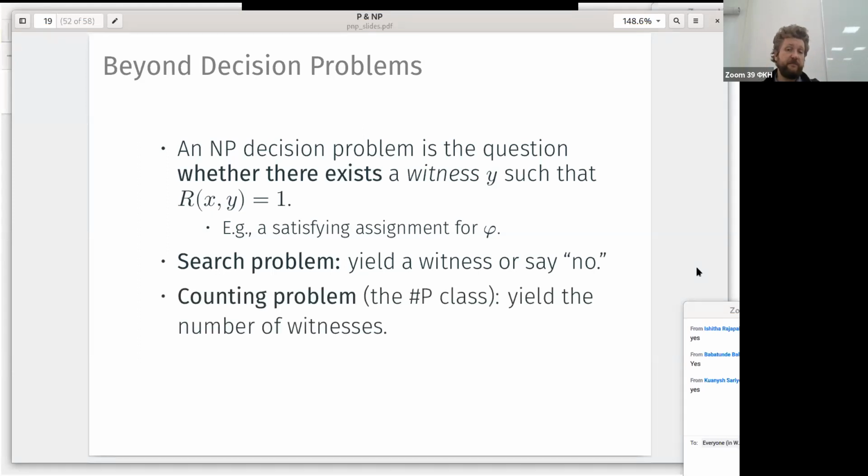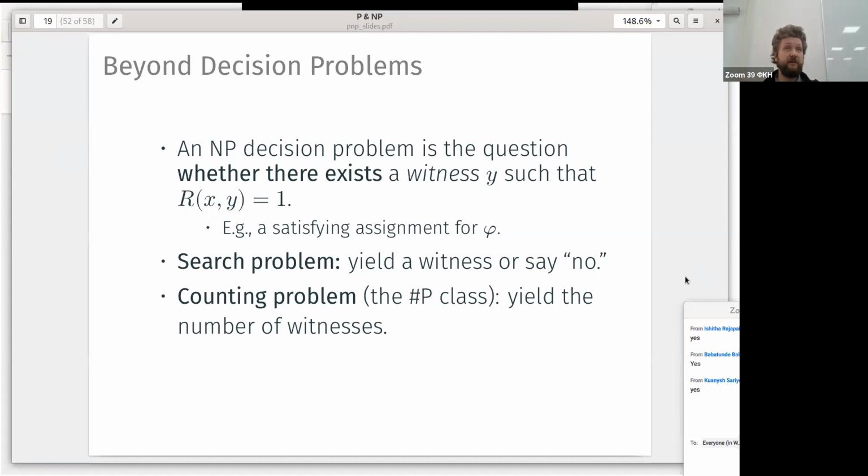So there is a counting problem. It's called sharp P. This hash is called sharp, just as in music, they have sharp and flat. So we are asking for the number of witnesses. For example, the number of satisfying assignments. So instead of saying that the satisfying assignment exists, and this is one example, we're asking for the number of them.